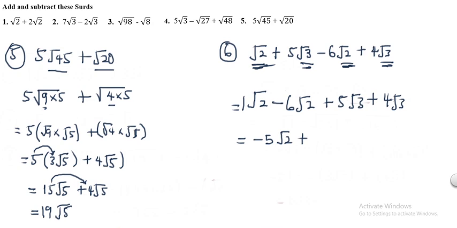This is 5 and 4. So 5 plus 4 is 9 root 3. From here, I cannot simplify the surds further, and the surds don't have the same roots. So this is my final answer. If you're dealing with surds, you're going to be solving a lot of multiplication problems. So let's quickly look at multiplication of surds.